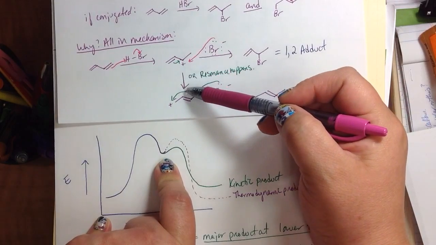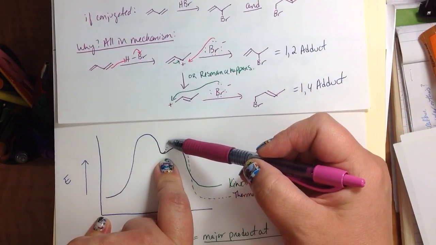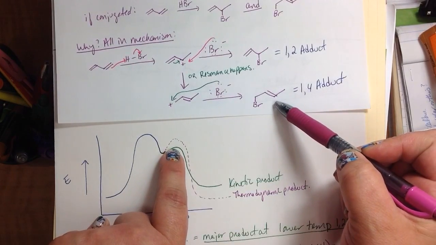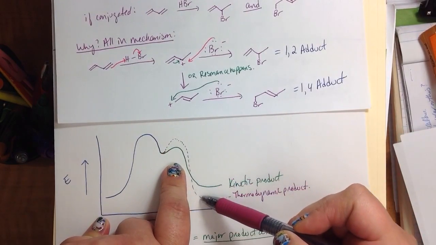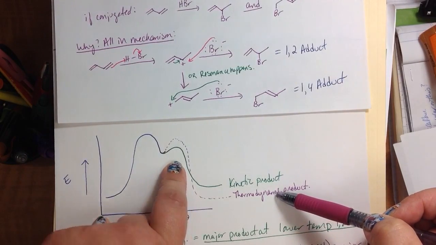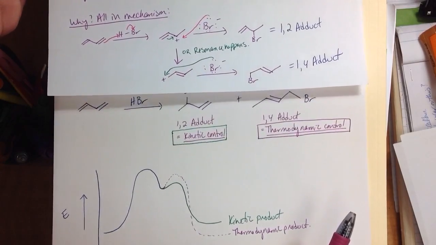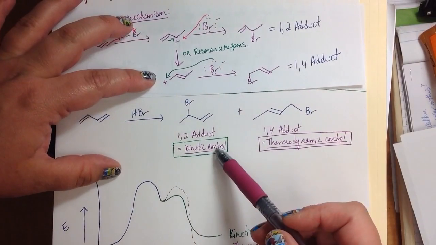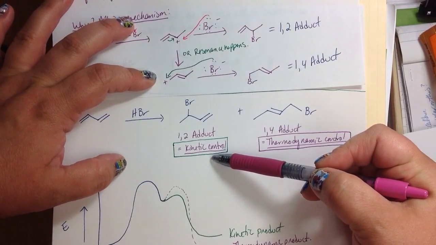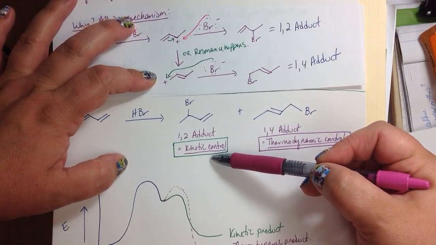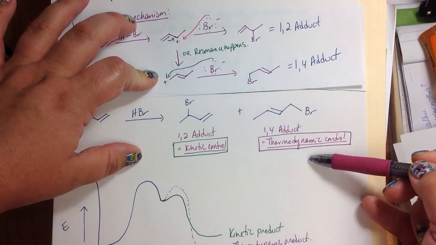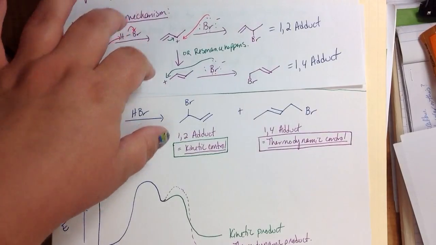Alternatively, we can put a little bit more energy in, going up a little bit higher, but it gives you a lower energy product, so you also get more energy out of the system. And that's the thermodynamic product. So when we look back at this example, the 1,2 adduct is under kinetic control. It is our kinetic product. It's kinetically favorable to get that. The 1,4 adduct is what we call the thermodynamic product. It is under thermodynamic control.